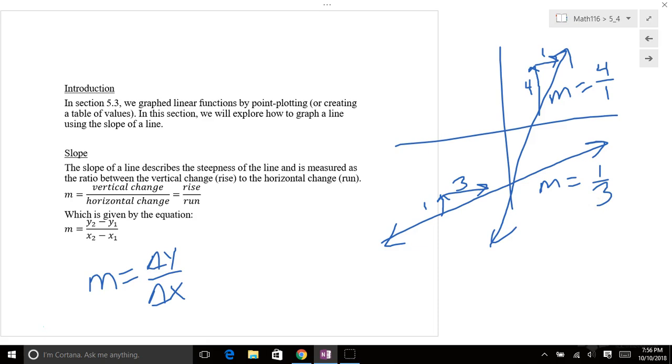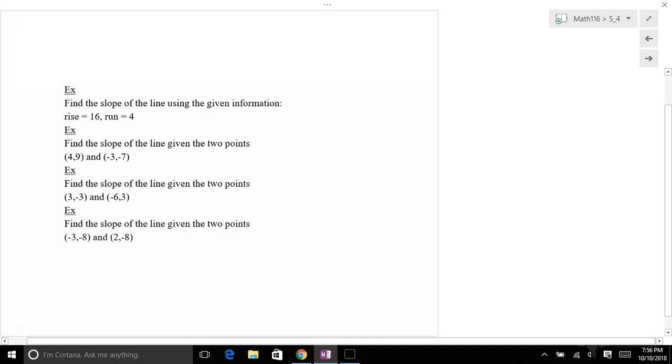So slope is steepness, and the equation is the delta y, or change in y, over the change in x. So it's y2 minus y1 over x2 minus x1. Anytime you have 2 points, you can find the steepness of a line with that equation. But it's the rise over the run, the vertical change to the horizontal change.